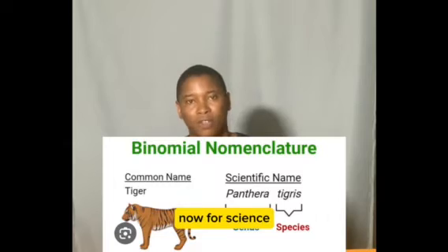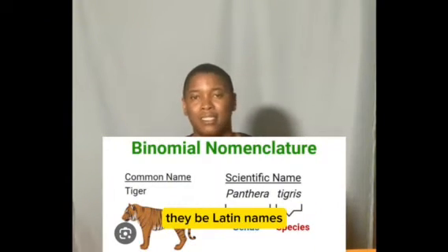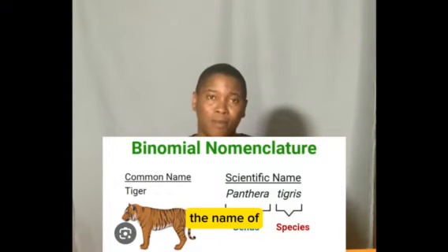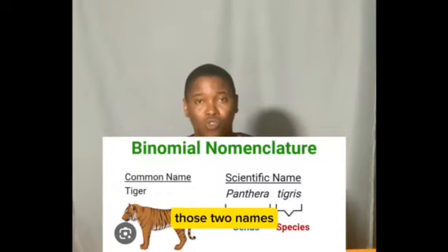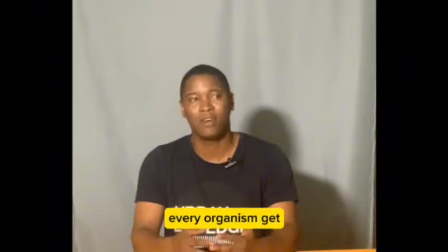So human being now, for science, the name of human being na Homo sapiens, and those names dey be Latin names. Now, e dey important to understand this name. That name na the name of the genus and the species. So the genus go dey, the species go dey. Those two names, we go dey call them together, and na the name wey every organism get for science.